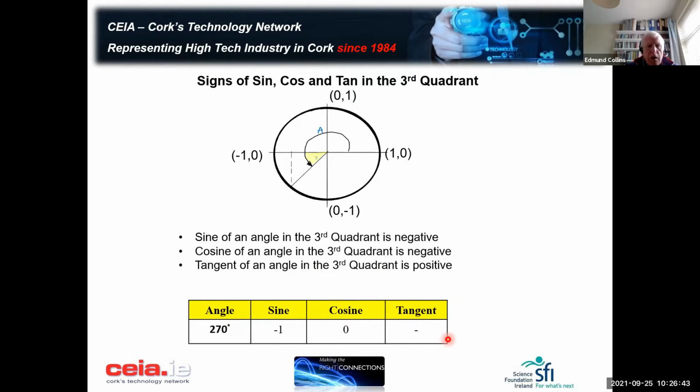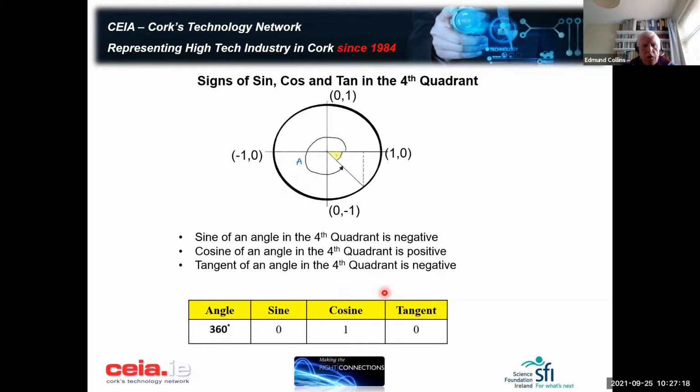Into the third quadrant, the sine of the angle is negative again. The cosine is negative too, but because both the sine and the cosine are negative, remember back to the tan being sine over cosine, the tangent is positive. For the extreme angle of 270 degrees, the sine is -1, the cosine is 0, and the tangent is undefinable again. And finally, in the fourth quadrant, the sine is negative again.